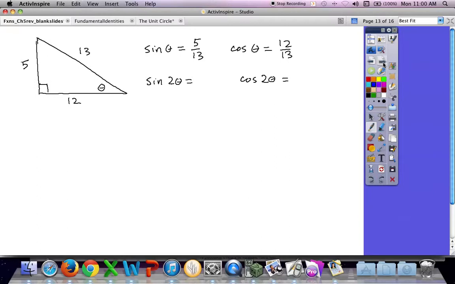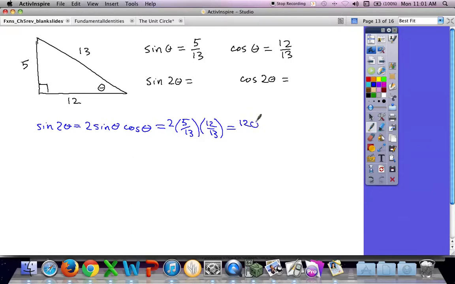What is the formula for the sine of 2 theta? Right. It's sine of 2 theta is 2 sine theta cosine theta. Well, we already did that, right? We got the sine of theta is right there. 2 times 5 over 13 times 12 over 13, which is 2 times 5 times 12, 120.